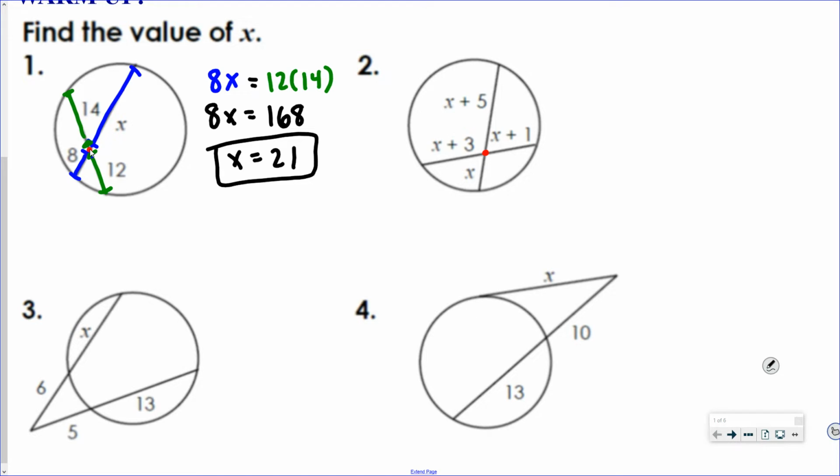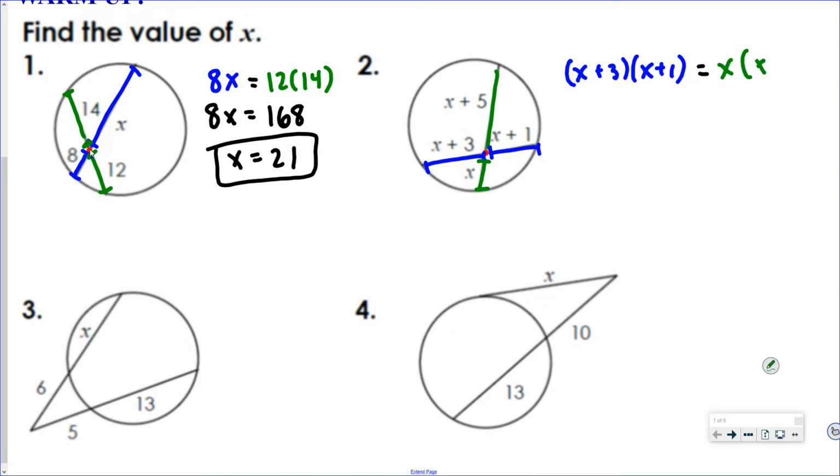If they're inside, this one's the same. Okay, blue chord, green chord. Just a lot more variables. So this chord is split into x plus 3 and x plus 1. So their products, I would write it like this, is going to be the same as the product of the other segment pieces. X times x plus 5.